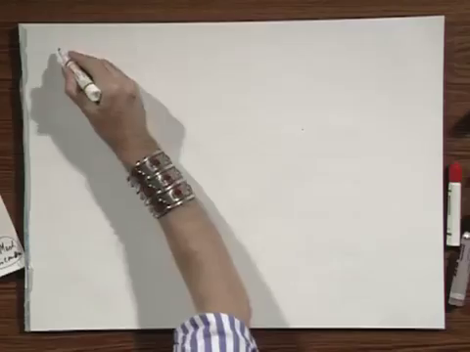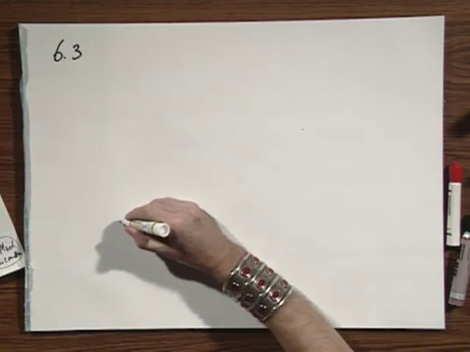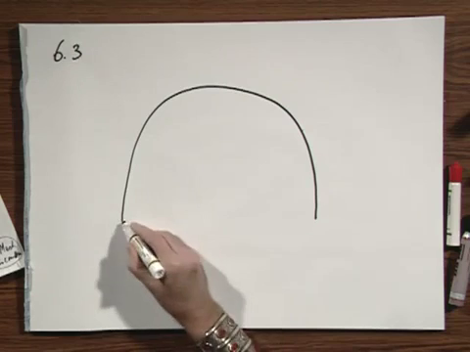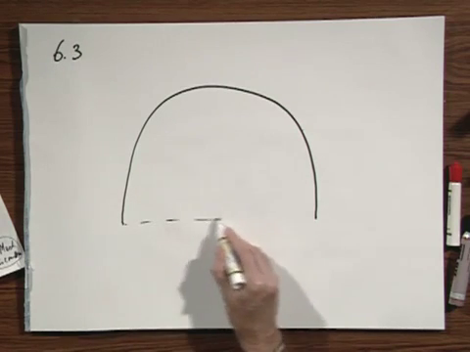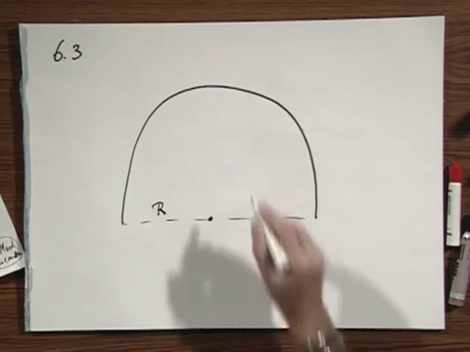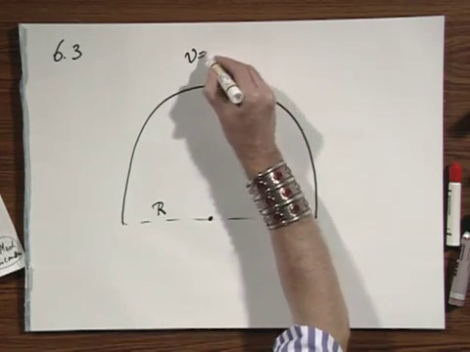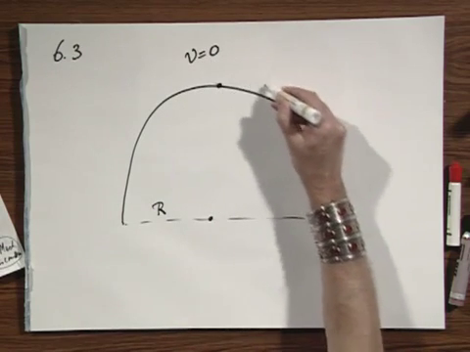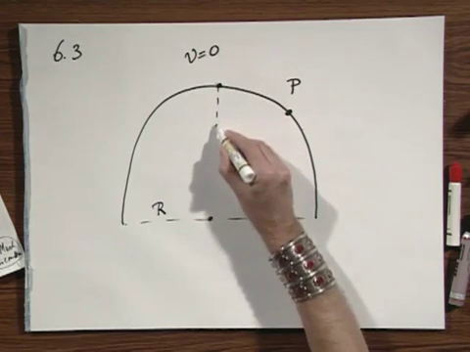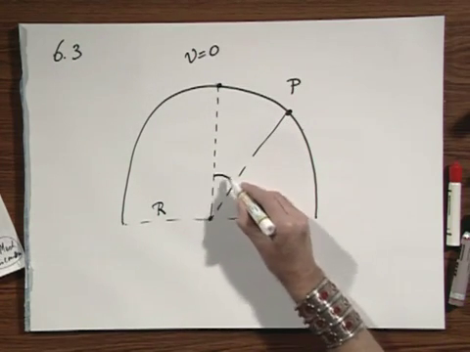I now want to go to problem number 6.3, which is a real classic. An Eskimo girl is sliding off an igloo. It's like a sphere with a radius r. She starts here, and her speed is 0. She starts to slide in this direction, and at point P, the angle is theta.